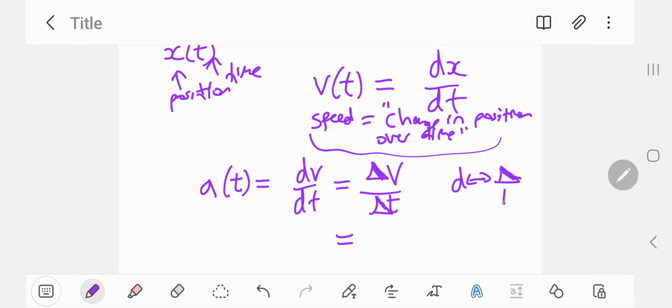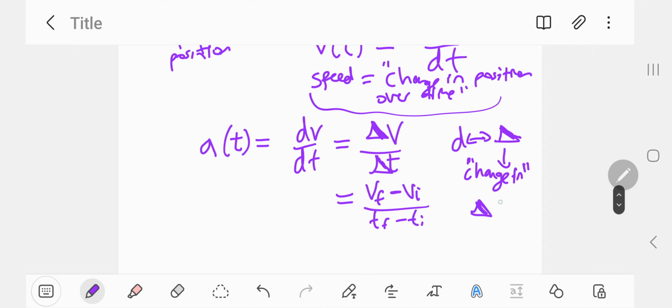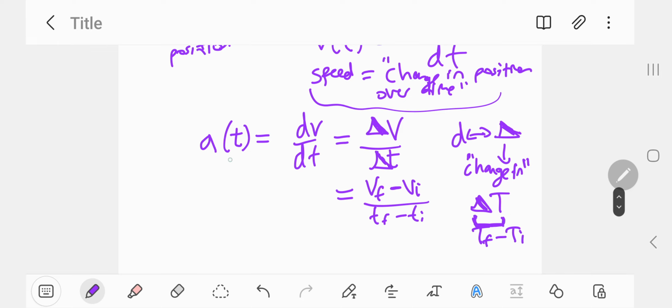Delta is the Greek symbol that means change in. So delta v means your final velocity minus your initial velocity. Similarly with time, your final time minus your initial time. Likewise, delta T could be the change in temperature, the final temperature minus the initial temperature, let's say over 5 hours. So the acceleration, a of t, is the change in velocity with respect to time, which is the difference between your final and initial velocities, divided by the difference between the final and initial times.